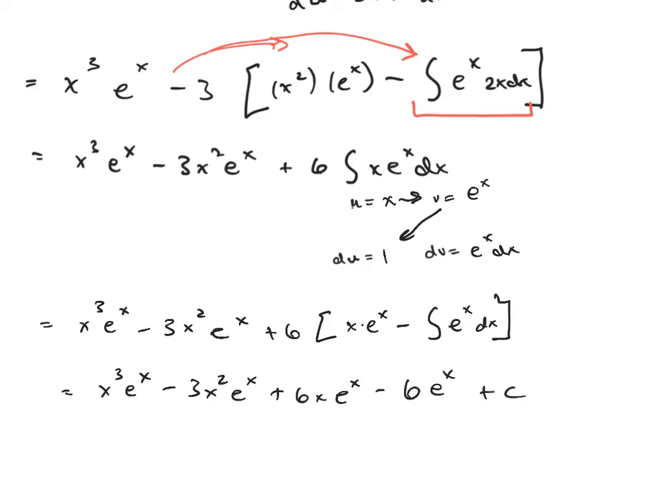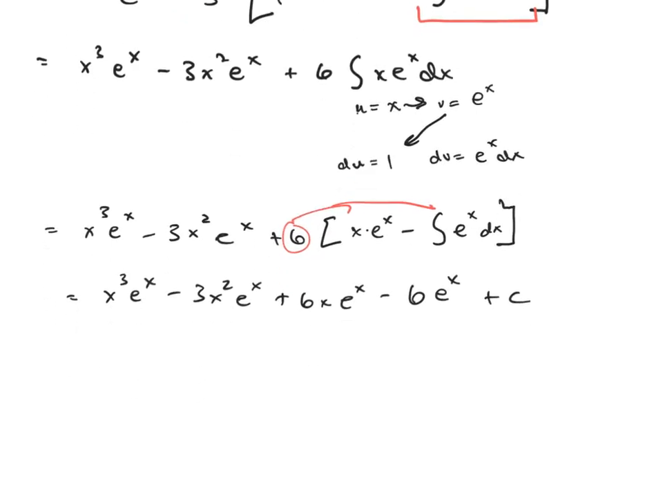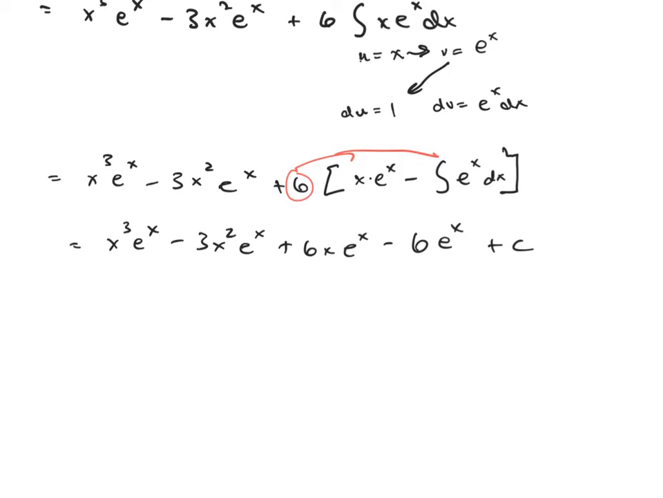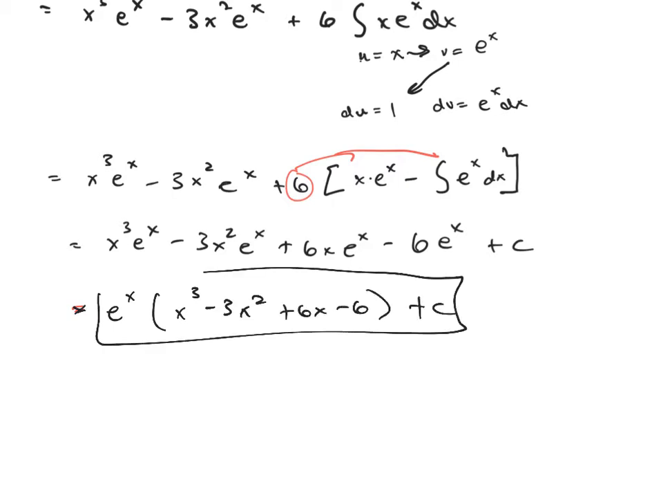Holy crud. And again, I just got that by distributing my 6 to both of those terms, and I integrated e to the x, and I know the integral of e to the x is e to the x. So what do I have? Well, everything has an e to the x in common. So this would be e to the x times x cubed minus 3x squared plus 6x minus 6. Then we have our plus c. Heck of a problem, but that's what it is.